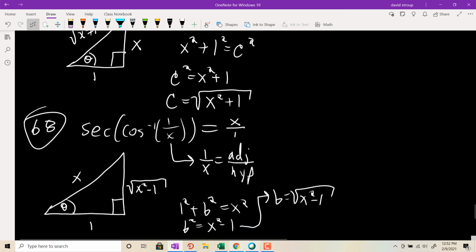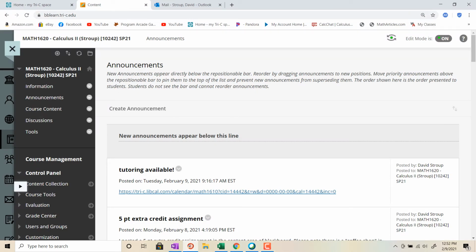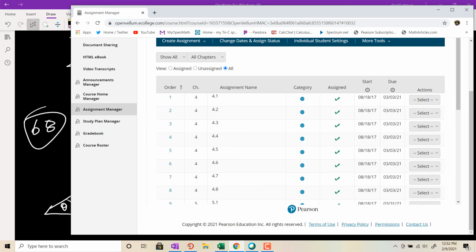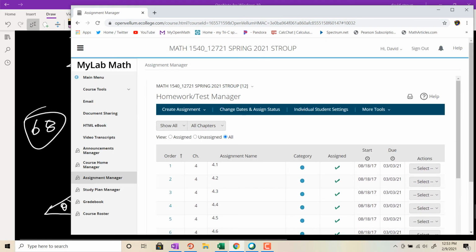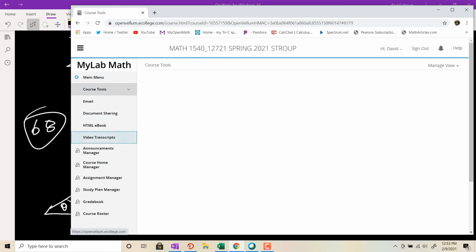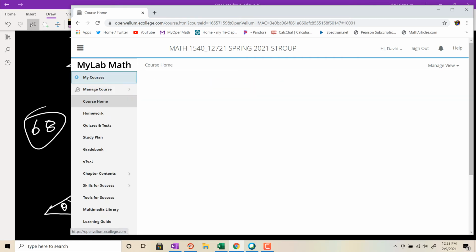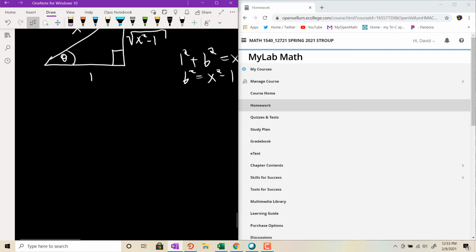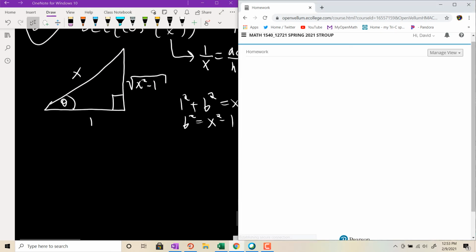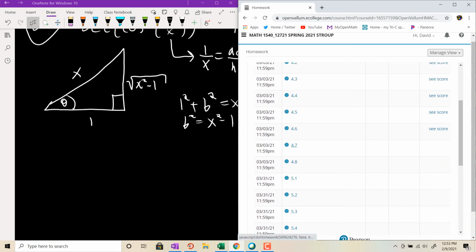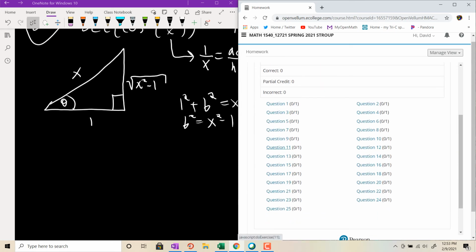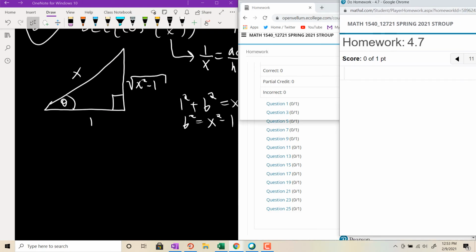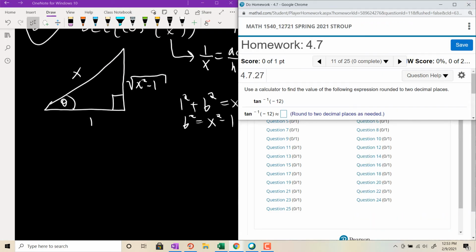So let's see what we have in WebAssign. I'm looking for the right browser because not all my browsers work for WebAssign. We're talking about 4.7. Let's go up to the homework. Okay, homework 4.7. I browsed through the problems. I didn't really get carried away with doing any of them. Let's take a look at it.